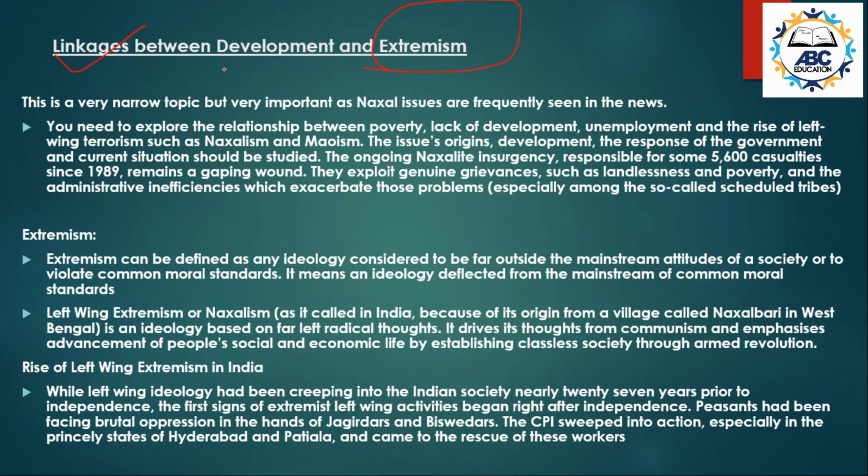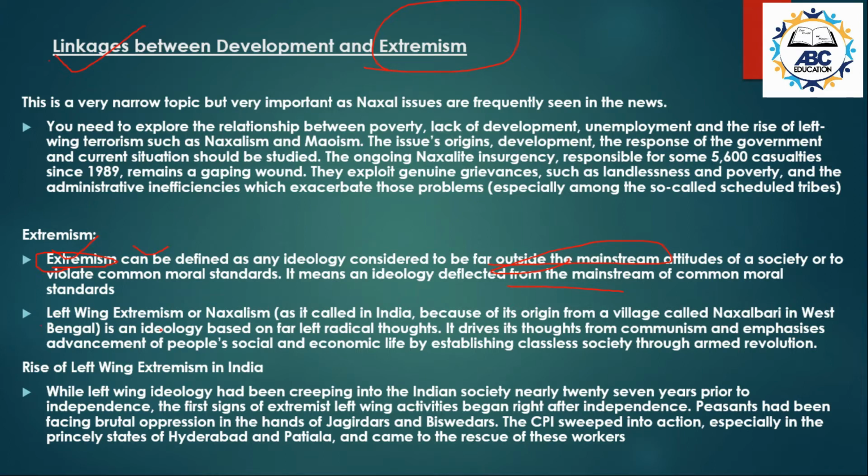So to start with, first of all you will take up the topic of extremism, that what is extremism. So extremism, जैसे कि आपको इसके word से ही पता चल रहा है कि extremism is something which is very much radical and which is very much extreme, and it is something which is outside the mainstream attitudes of a society. Okay, it is also outside the mainstream of common moral standards, and it is a very extreme and radical view, that is called extremism. This is the main ideology of extremism.